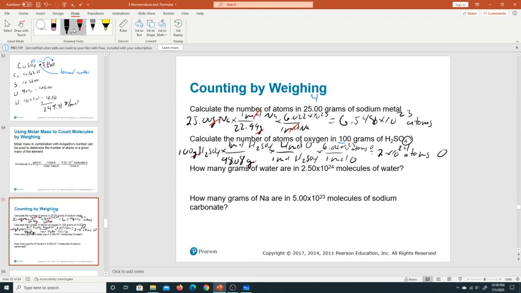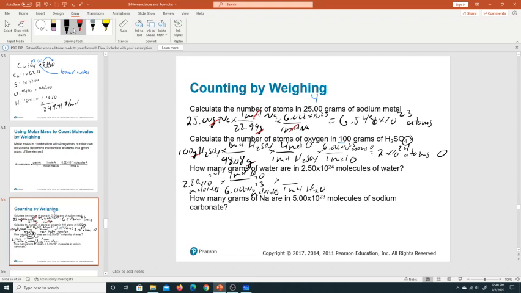Now here's when the problem goes backwards. Find number of grams of water in 2.50 times 10 to the 24 molecules of water. We'll start with what we have. 2.50 times 10 to the 24 molecules. So 1 mole of water is 6.022 times 10 to the 23 molecules. We want to find grams. Well, we know 1 mole of H2O. Now I need the molecular weight of water.